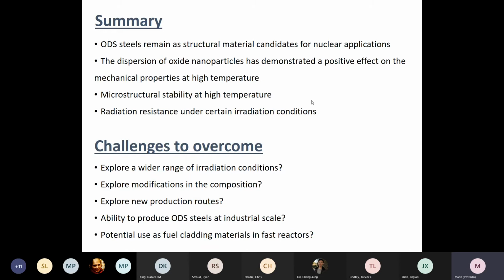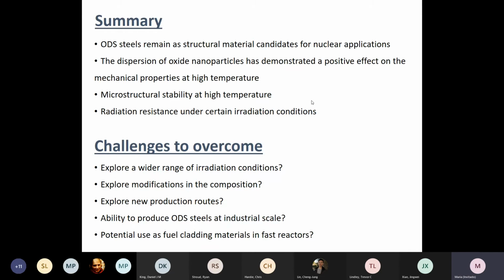This is good so far, but there is a set of challenges to overcome for sure, and that makes it part of our future work, because we are not done with ODS steels. There's a lot of work done, but there's definitely a lot of work still to be done as well. For instance, recalling what was mentioned in this paper, to explore a wider range of radiation conditions that may allow us to predict the performance of these alloys in a real nuclear environment.